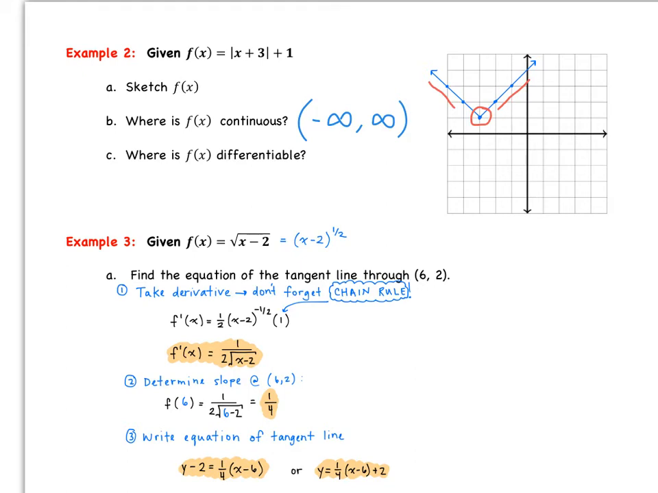Okay, so how can we go ahead and say that? Well, we can say, where is it differentiable? It's differentiable from negative infinity to negative 3, in union with negative 3 to positive infinity. Note, I'm not including negative 3 in my interval.